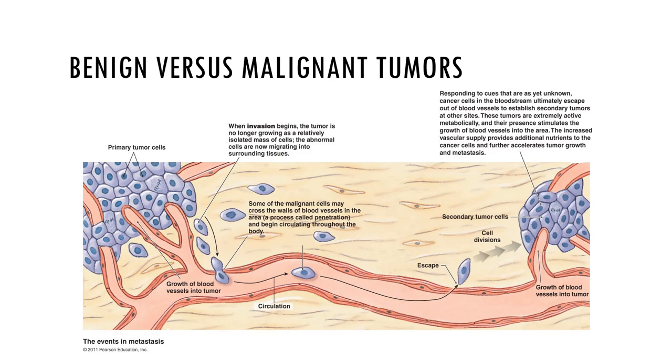Malignant tumors, the cells divide very rapidly. They release chemicals that stimulate the growth of blood vessels into the area, and then they begin to migrate into surrounding tissues and nearby blood vessels. And this process is known as metastasis and can produce secondary tumors throughout the body. This type of tumor is more difficult to treat and can be deadly as the tumors continue to spread throughout the body. This concludes our look at Chapter 3, the cellular level of organization.